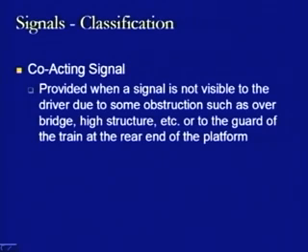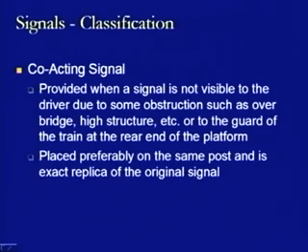Here we are talking about another condition where certain structures have been provided on the platform itself, like the bridges for the pedestrians to cross and come to the other side of the platform. In such conditions, sometimes this comes in the line of sight of the driver or the guard, and they are not in a position to see the main signal. So, in that case a coacting signal is provided, and this coacting signal is placed preferably on the same post, and it is an exact replica of the original signal.